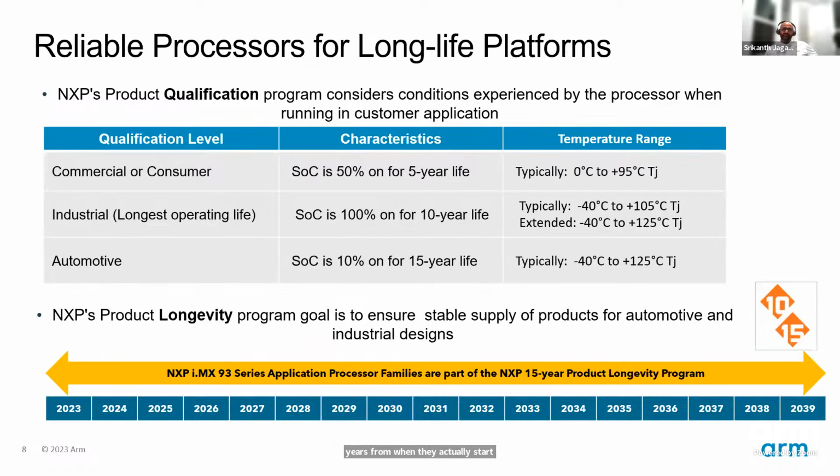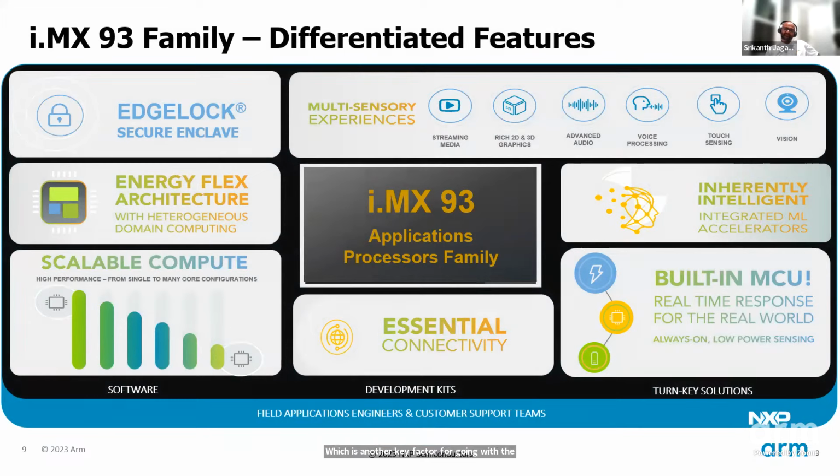And the other thing that our customers love is being able to qualify our processors based on the use case or what the application is. Based on the different segments, the qualification levels are different. I've given the different qualification levels here. I don't want to go into details, but we provide different qualification tiers for the different segments, which is another key factor for going with NXP when it comes to application processors.